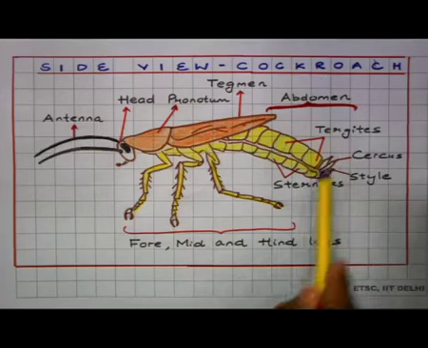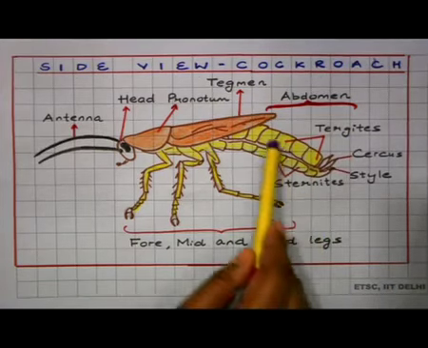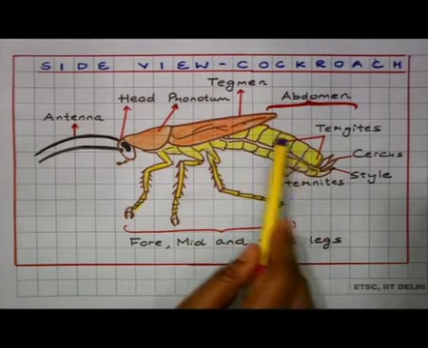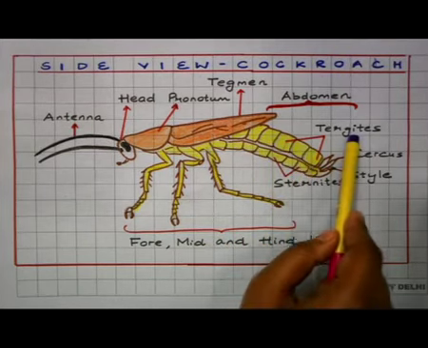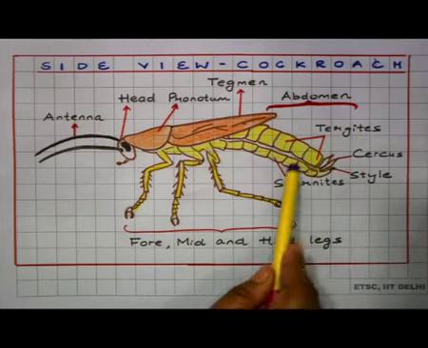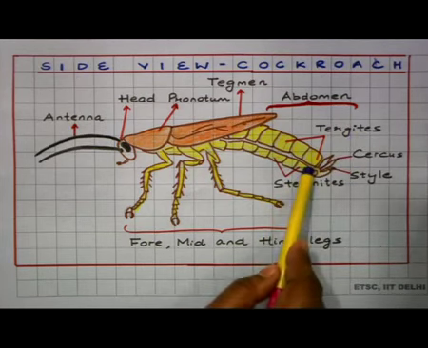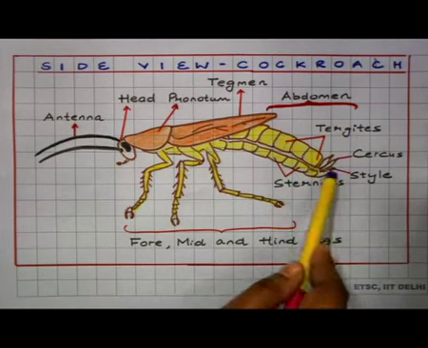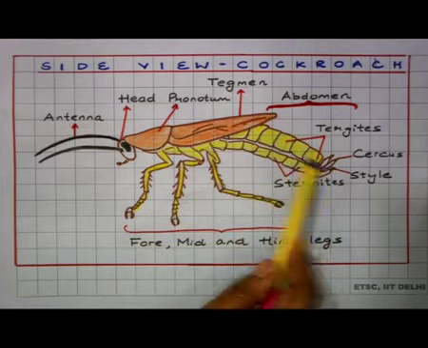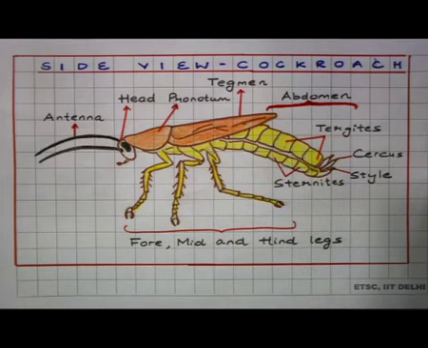The exoskeleton has hardened plates, and instead of sclerites you see 2 terms, tergites and sternites. On the dorsal side the sclerites are known as tergites, and on the ventral side the sclerites are known as sternites. There are some sclerites on the lateral side also which are known as pleurites.